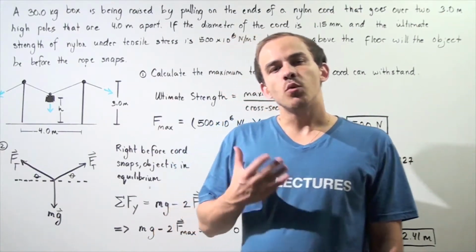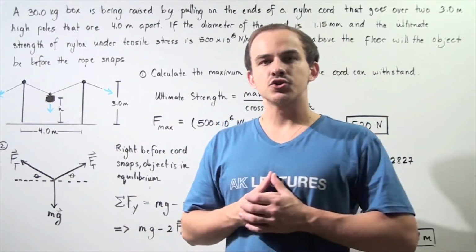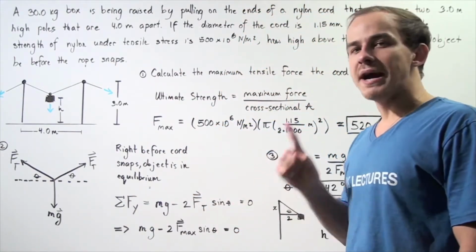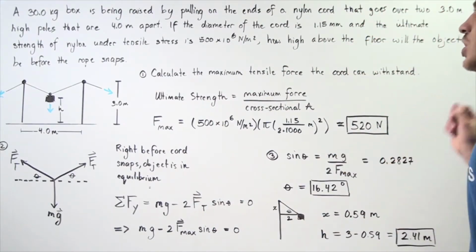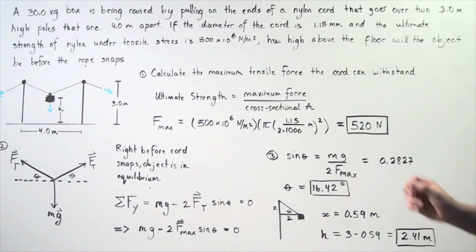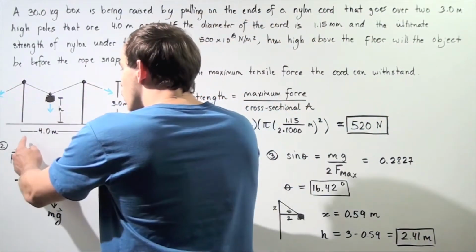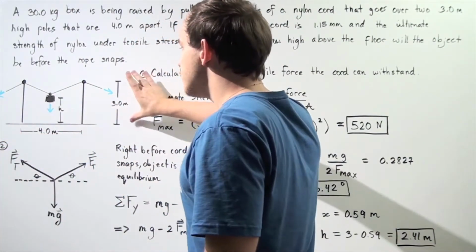In this example, we're going to combine the concepts of equilibrium and tensile stress. A 30 kilogram box is being raised by pulling on the ends of a nylon cord that goes over two 3-meter high poles that are 4 meters apart. So we have two poles that are 4 meters apart. The height of the poles is 3 meters.